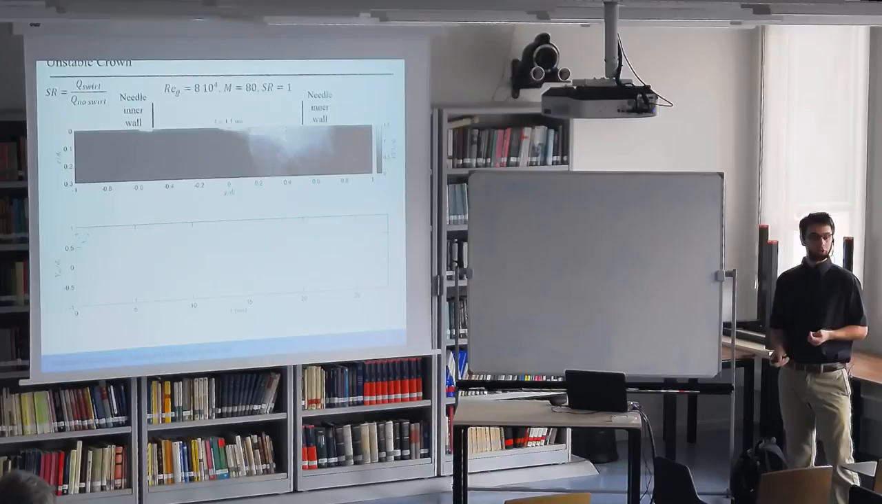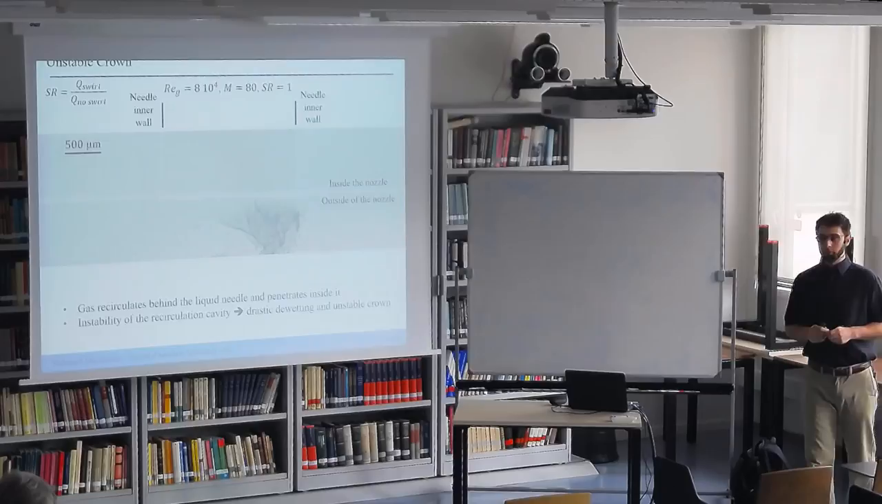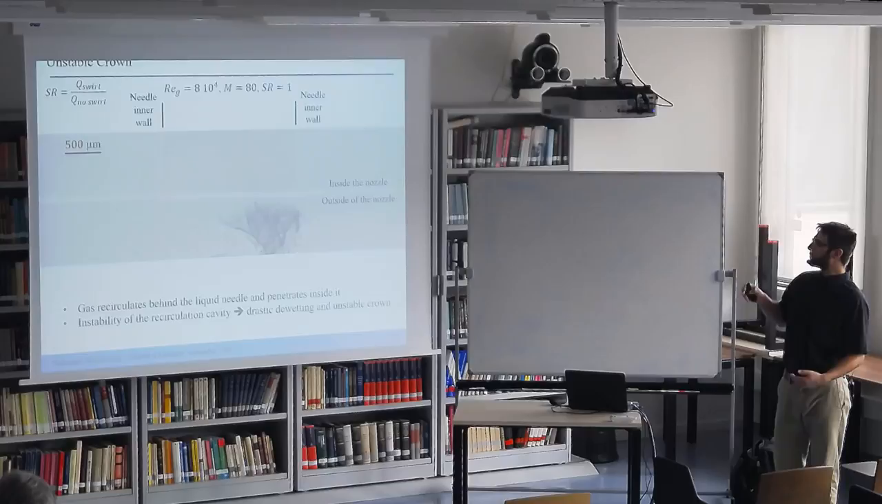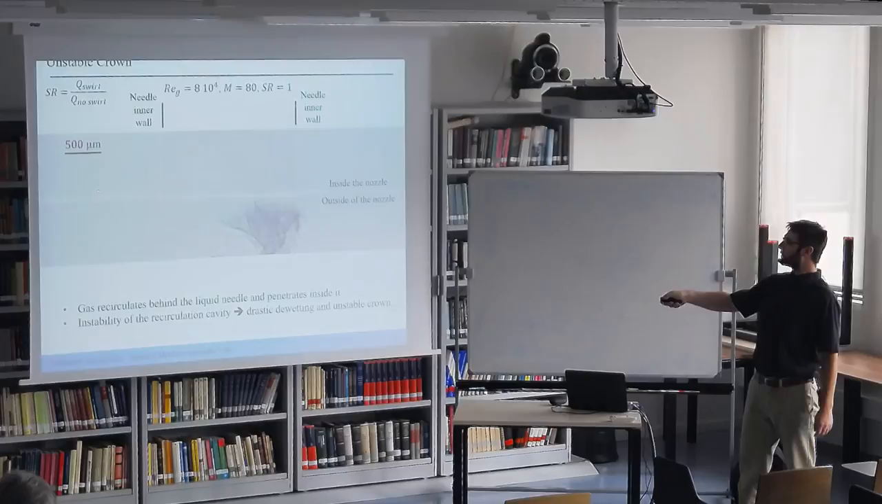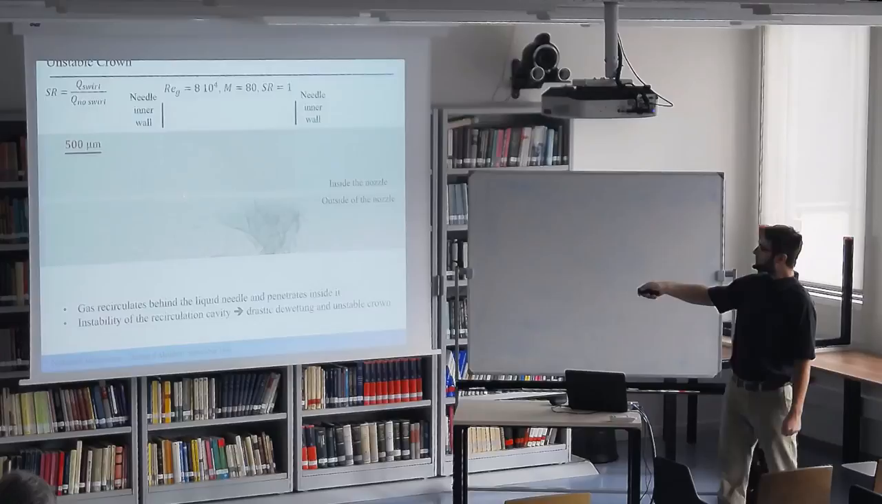So we're still looking into more detail into that to understand the physics behind it. But thanks to the X-ray measurement, and sorry, here the contrast is not great, we can observe through the atomizer, so through the walls of the atomizer. So here what you see is the liquid needle edges. So this is in the gas nozzle. This darker area is the liquid. And what you see is that you have this region where gas penetrates inside your liquid needle.